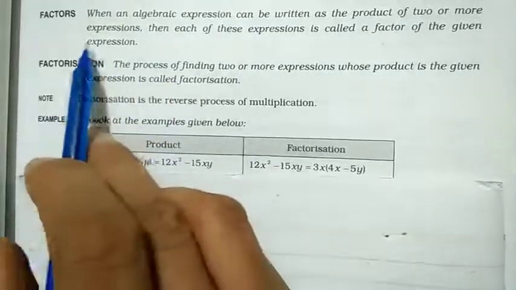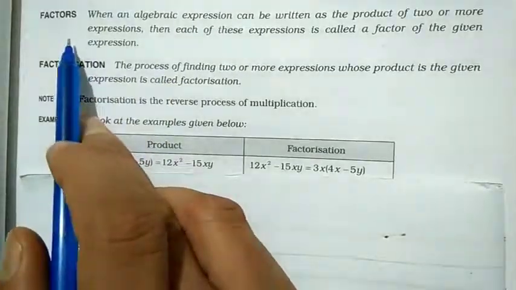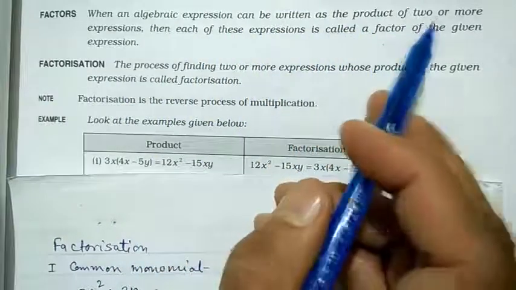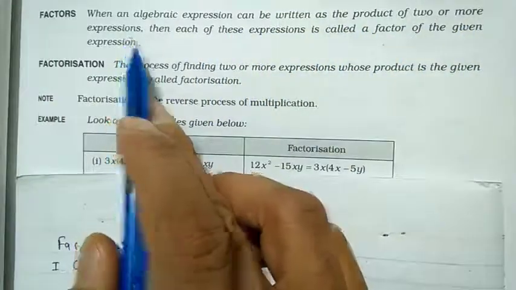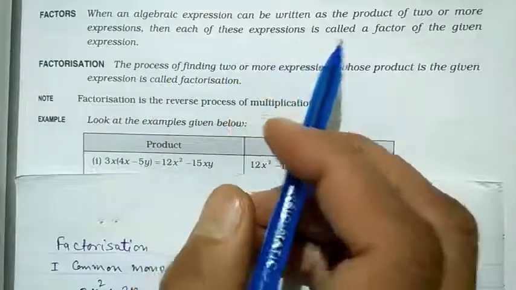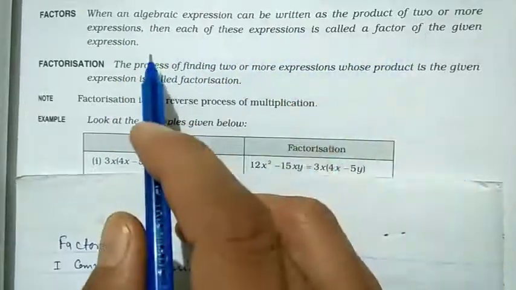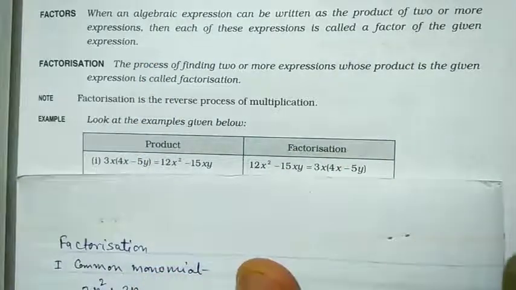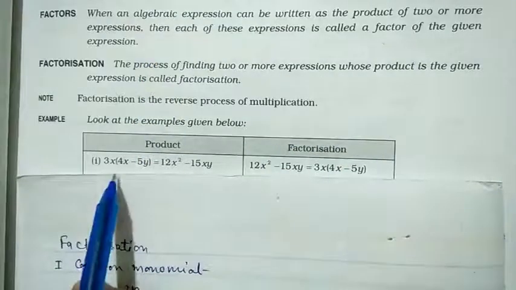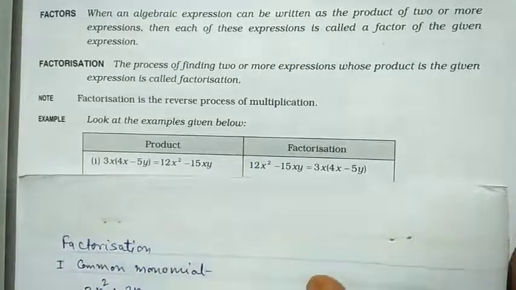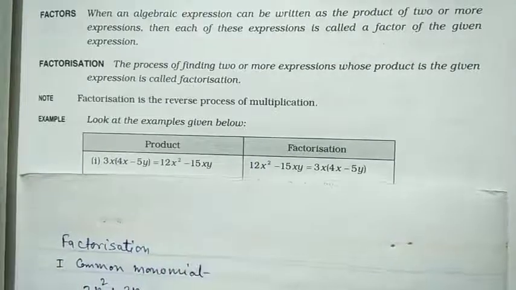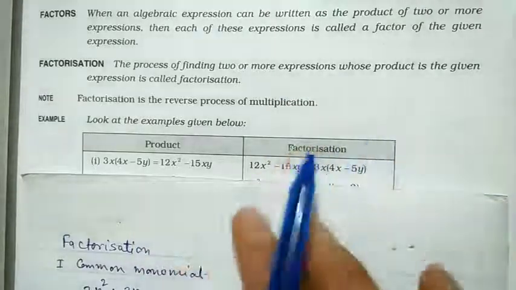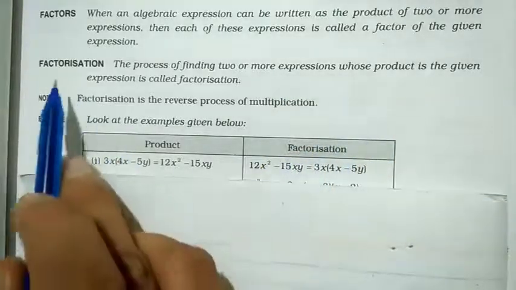First point is factors. The definition of a factor: when an algebraic expression can be written as the product of two or more expressions, then each of these expressions is called a factor of the given expression. Means you are given an algebraic expression, including x and y's, and when we write this as a product of two or more expressions, each and every expression is called its factor. And what is factorization?